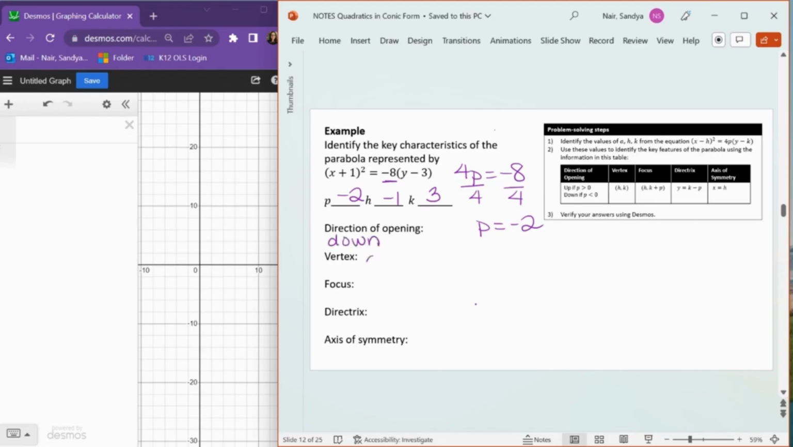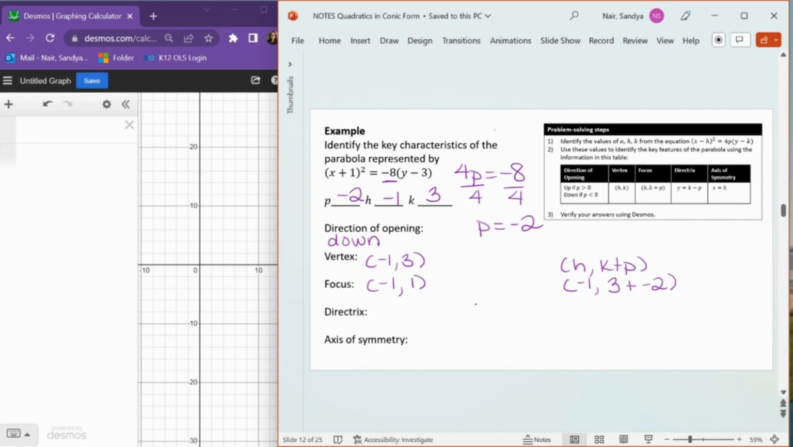The vertex will be at (h, k), so that's (-1, 3). And then to figure out the focus, we're going to use this idea of h and then k plus p. So the value of h we already know is -1, and then k is 3, and then we have plus p, which is -2. So that's going to be (-1, 3 plus -2), which is 1.